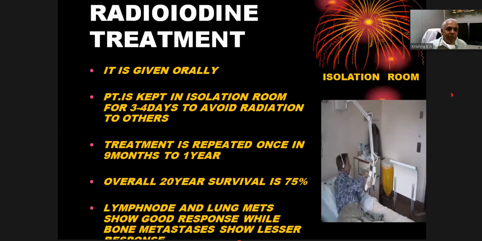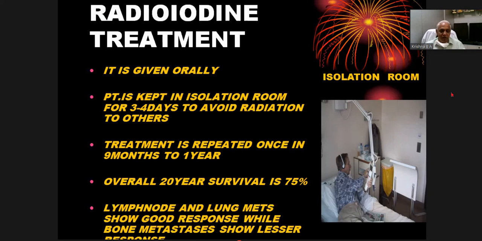And the therapy is given in an isolation room. As you see here, this is our isolation room at the Raheja Hospital. In that isolation room, the treatment is given and the patient stays in the isolation room for 2 to 4 days, depending upon the dose that we have administered to him. If we have administered less than around 50 millicurie, he stays about 1 or 2 days. If it is more than 100 millicurie, he stays for 2 to 3 days.